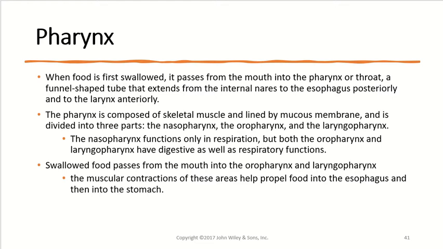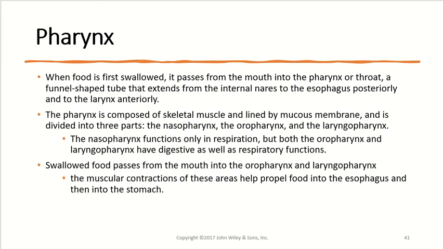When food is first swallowed, it passes from the mouth into the pharynx, also known as the throat. This is a funnel-shaped tube that extends from the internal nares to the esophagus posteriorly and to the larynx anteriorly. The pharynx is composed of skeletal muscle, lined by a mucous membrane, and divided into 3 parts: the nasopharynx, the oropharynx, and the laryngopharynx.